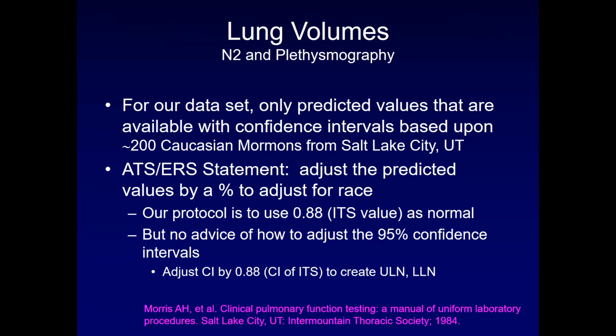So the ATS-ERS statement says, well, you should adjust the predicted values by a percent to adjust for race. There are no measured normal values for African Americans. But what we do is we adjust by 0.88 times the normal value, which is the ITS value, to define it as abnormal. Well, what do you do with the confidence interval? In that circumstance, we multiply the confidence interval by 0.88. So in a group of individuals in which there's no direct measurement, they actually have a narrower confidence interval than the individuals that have direct measurements.